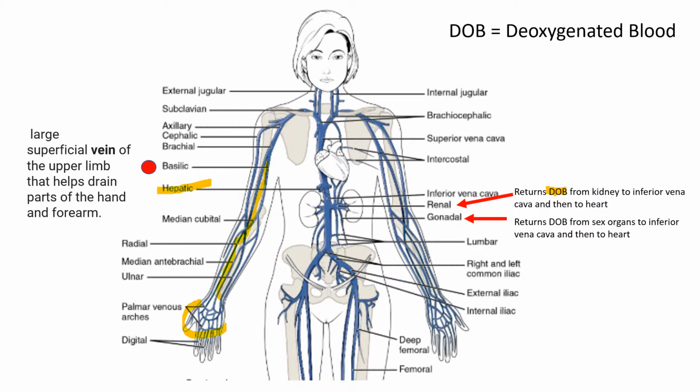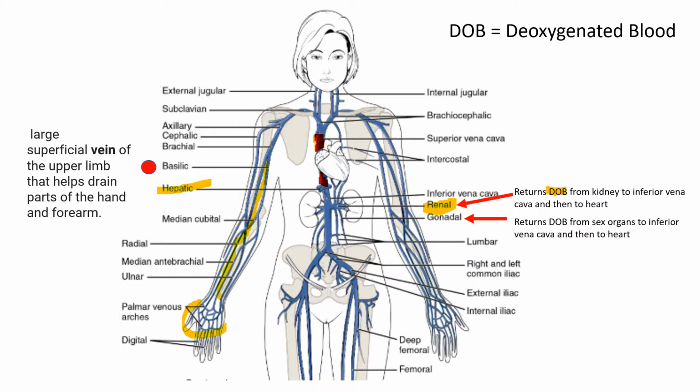All right. Then you have the renal vein, which returns DOB, deoxygenated blood, from the kidney. When you talk about renal, that's a knee-jerk reaction to automatically think of kidney. So it returns blood from the kidney to the inferior vena cava. Again, superior vena cava is above, inferior vena cava from below. Inferior, below. So to the inferior vena cava and then to the heart.